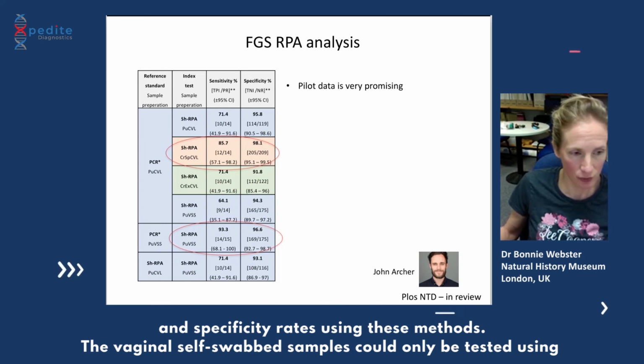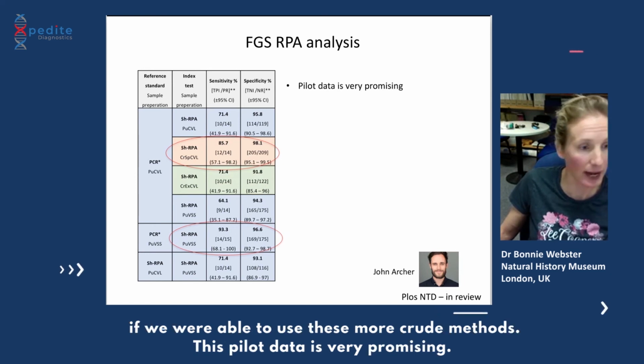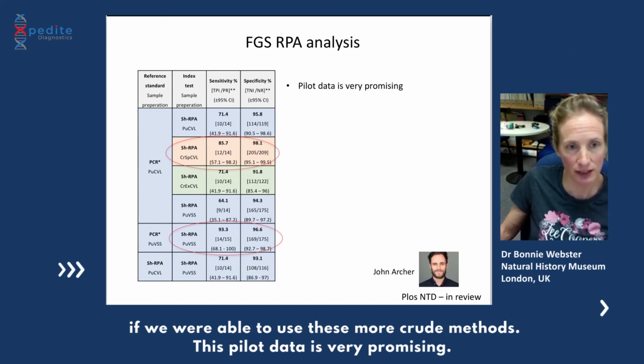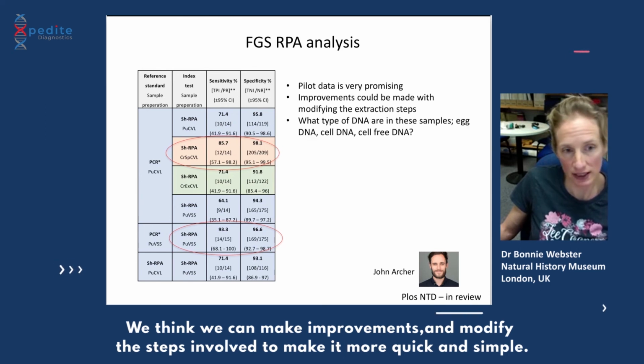The vaginal cell swab samples we could only test using a pure extract kit, but again it just showed that this would have very good data if we were able to use these more crude methods. So this pilot data is very promising. We think we can make improvements and modify the steps involved to make it more quick and simple.